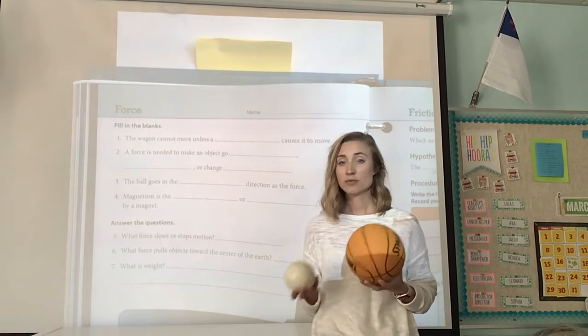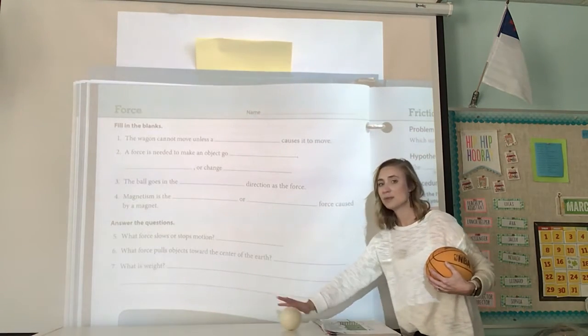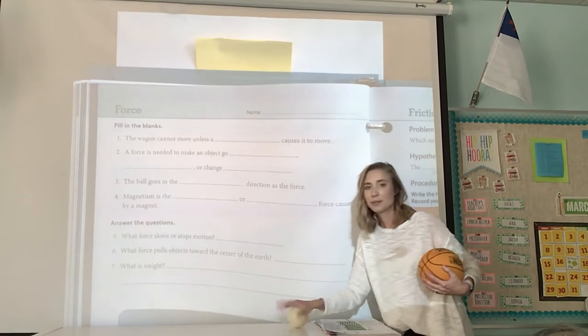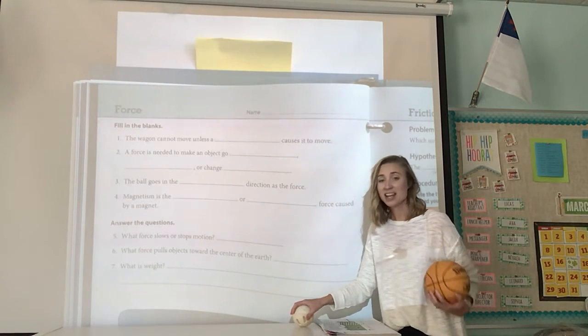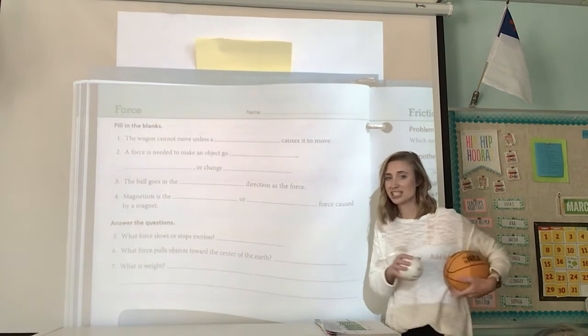Sometimes you can see it. Right now, you can see my hand on the ball, and if I push it, you can see me push it. And if I pull it back to myself, you can see me pull it. Sometimes you can see it. Other times you can't, and we'll talk about those forces in a minute.